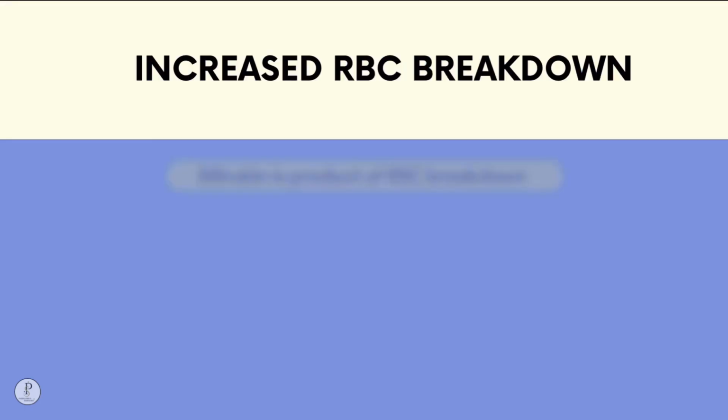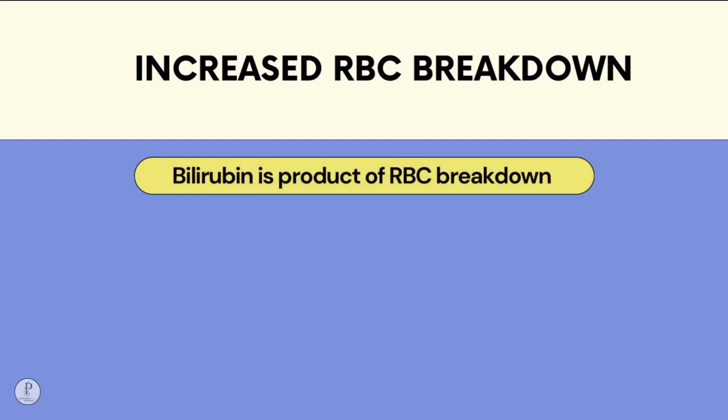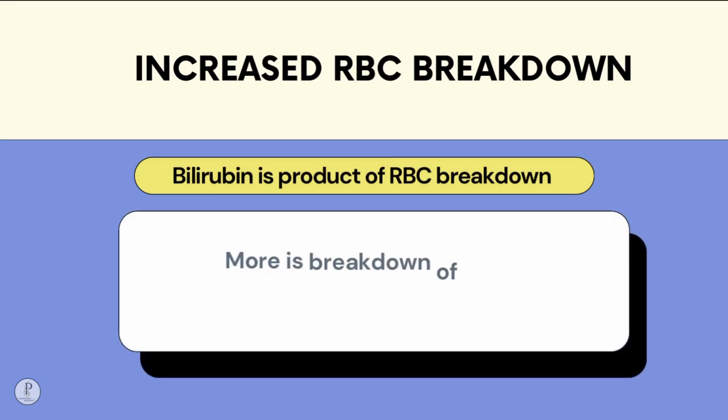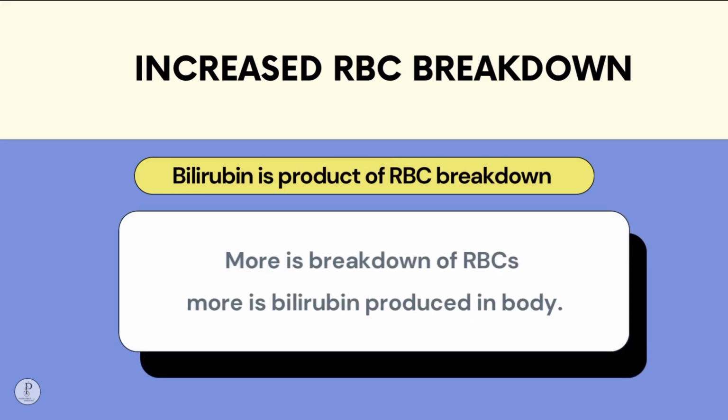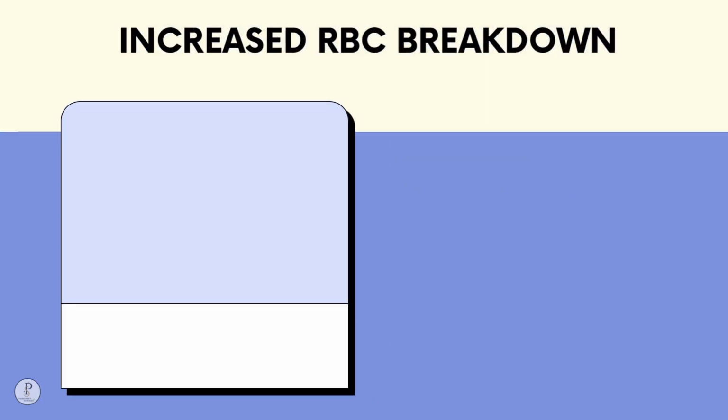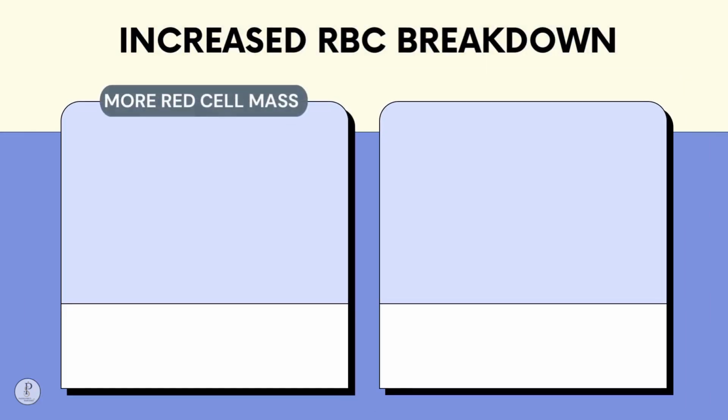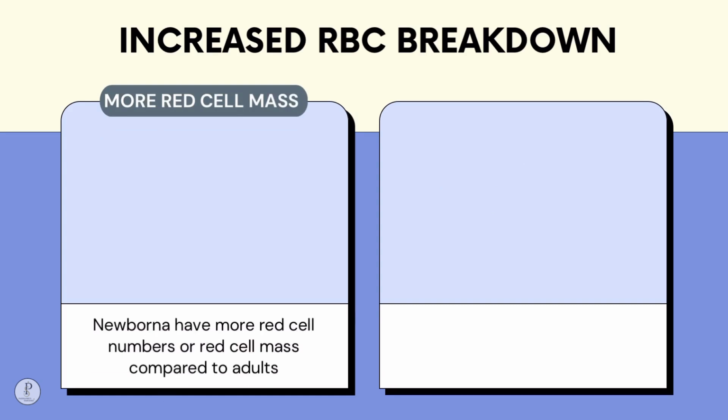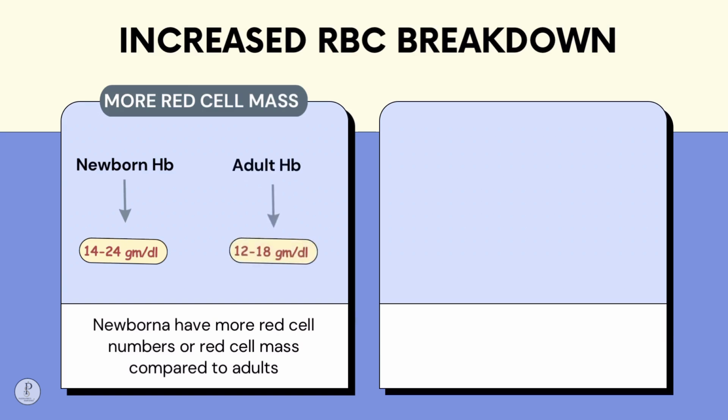Why newborns are more prone for jaundice than adults? First reason is increased RBC breakdown. Bilirubin is a byproduct of RBC breakdown. More is breakdown of RBCs, more bilirubin is produced in body. That happens because of two reasons. First, more red cell mass. Apparently, newborns have more red cell number or red cell mass compared to adults. Newborn hemoglobin is between 14 to 24 gram per deciliter compared to adult, which is 12 to 18 gram per deciliter.